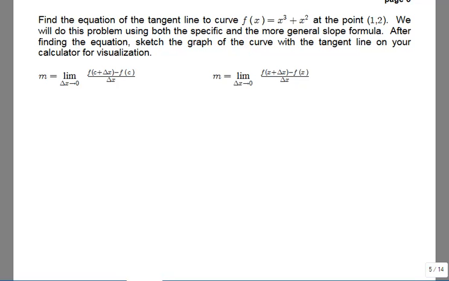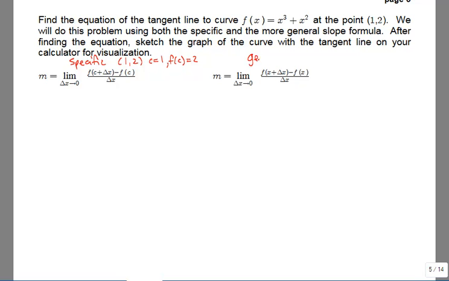Alright, so our function f of x is x cubed plus x squared, and we're trying to find the equation of the tangent line to this curve at the point (1, 2). So there's two ways to do this. You can do it at a specific point, and in this problem, our point is (1, 2), so the c would be 1, and the f of c would be the 2.